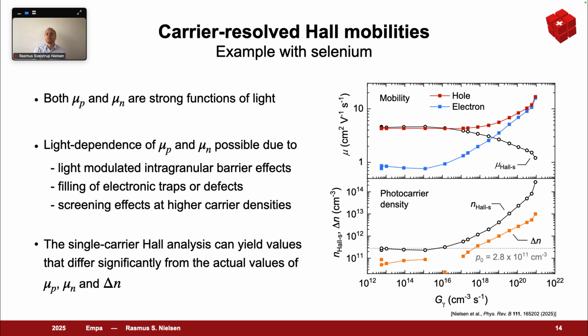Well, there could be several reasons, such as filling of traps or defects. It could be the result of carrier screening, or even light-modulated intergranular barrier effects, which is shown to be the case for cadmium telluride. Another really important thing to note here is the nature of the measurement. We are assessing the mobilities under steady-state illumination, which is the condition relevant for photovoltaic operation.